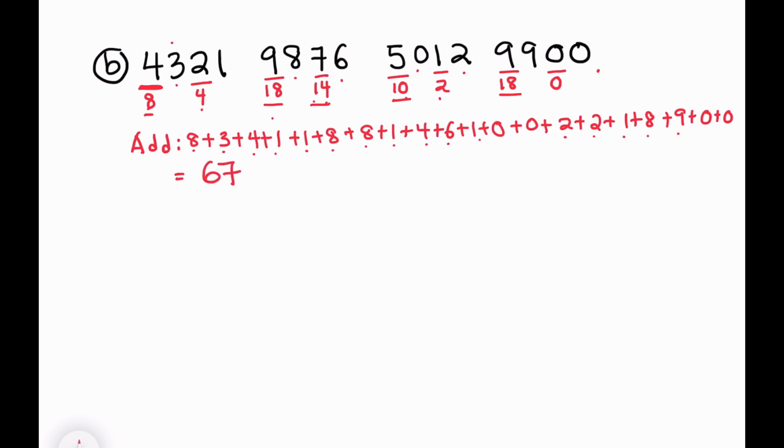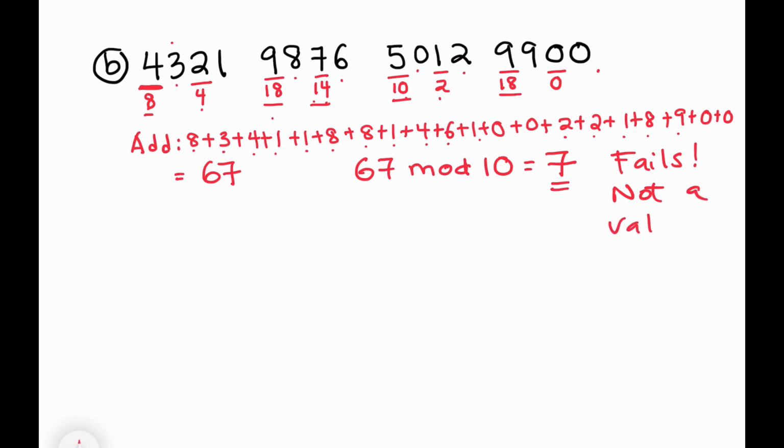Then I'm going to test 67 mod 10. If I divide 67 by 10, I get a remainder of 7. So this fails the Luhn test, and it's not a valid credit card number.